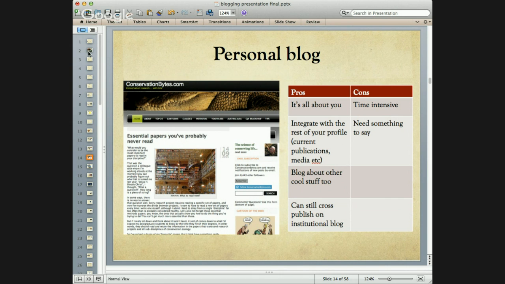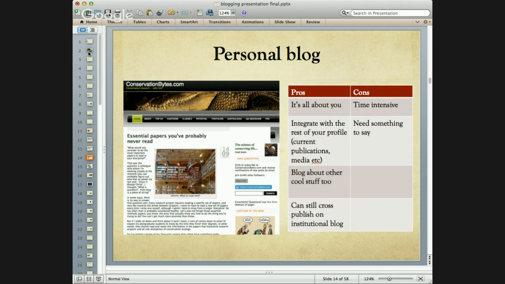So as you can see on the picture on the left here, this is from a conservation scientist in Australia. He's put his publications on his website, many media articles he's been featured in. He's got a whole bunch of things he's curated, like cartoons that he likes, some Australiana pictures that he's taken. So you can actually have a much more, I guess, holistic online profile as part of your personal blog.